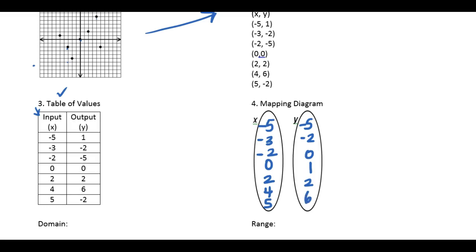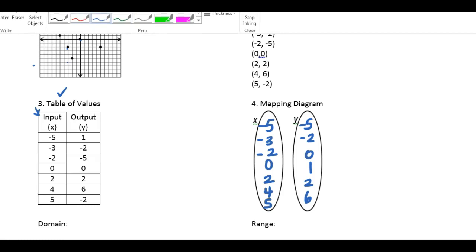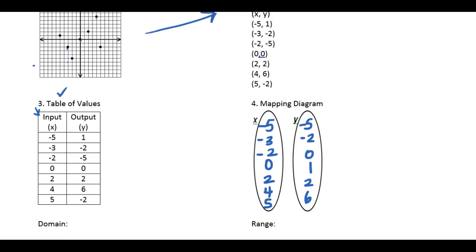Now to map them, you just simply draw arrows from whatever X goes to whatever Y. So negative 5 goes to positive 1, so draw an arrow like that. Negative 3 goes to negative 2. Negative 2 goes to negative 5. 0 goes to 0. 2 goes to 2. 4 goes to 6. And 5 goes to negative 2 as well. Alright, it's still a function, even though two things point to one Y value, it's still a function because all your X values are unique.